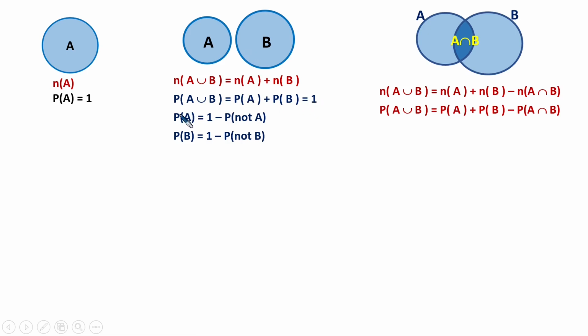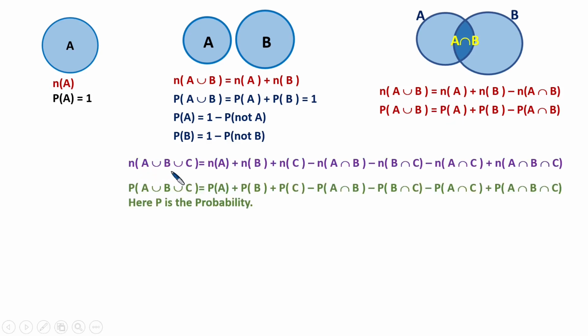Similarly, the probability of getting A is 1 minus the probability of not getting A, and the probability of B is 1 minus the probability of not getting B, and you can see this very clearly from this statement. Similarly for this also you just substitute n, the number of elements, with probability. Similarly if you have 3 sets, this we have proved. So you substitute the number of elements with P and the same relation holds. We will discuss this more, as I said, in the probability chapter.